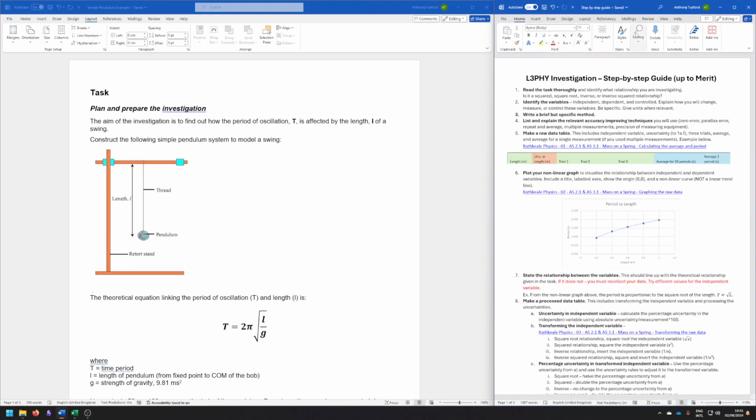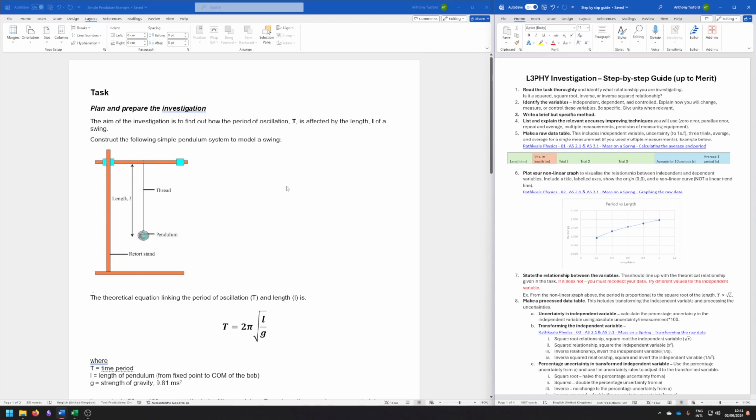We are going to go through the step-by-step guide that I've written for you to get up to merit for your Level 3 Physics Investigation Assessment. So this standard is very systematic in that you are doing an investigation, so following the scientific method, being careful and accurate with your measurements, averages, plotting your graphs, and then comparing to the theoretical equation.